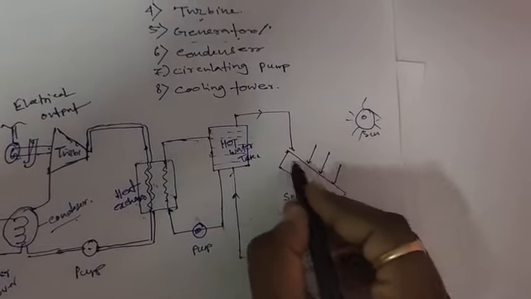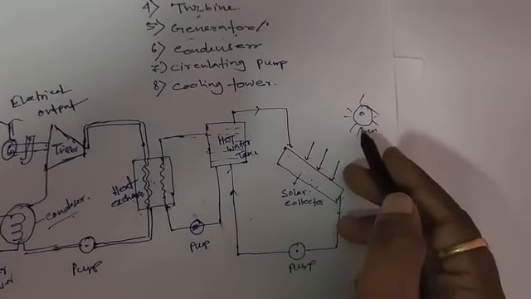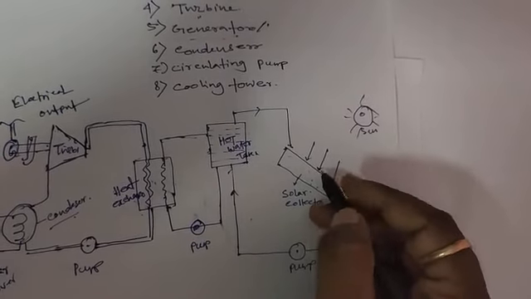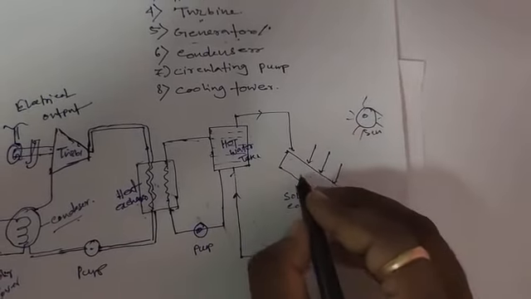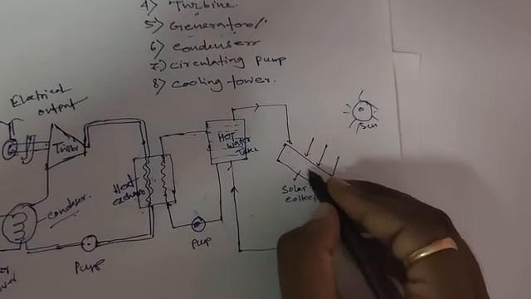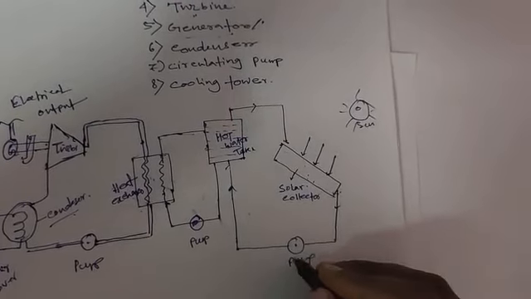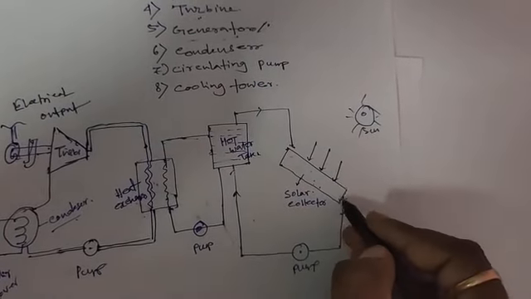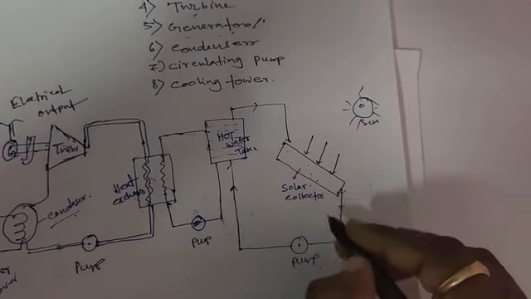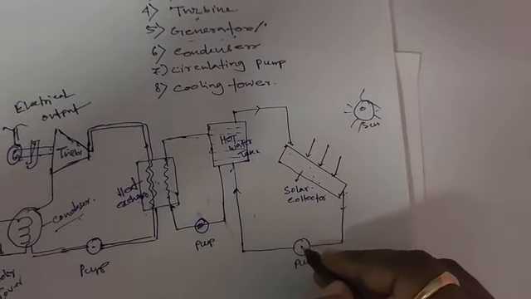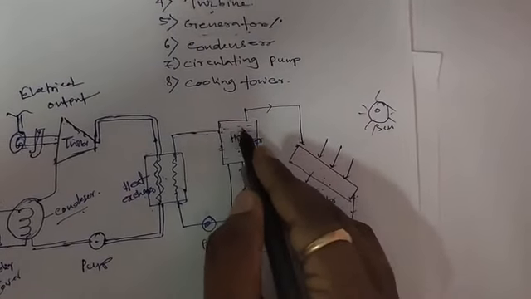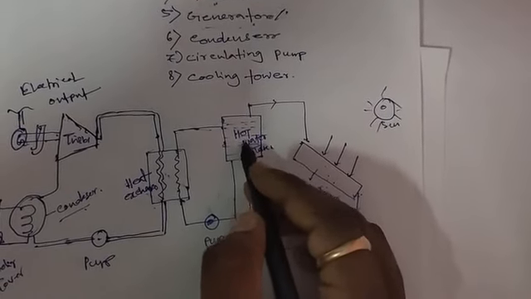The solar energy is collected by the solar collector and converted to heat. This heat is circulated by the pump, and the water or liquid is heated. This heated water is circulated by the pump and stored in the hot water tank. This is the hot water tank.